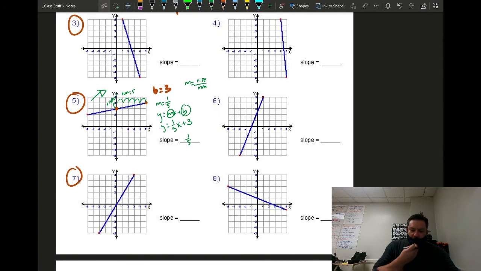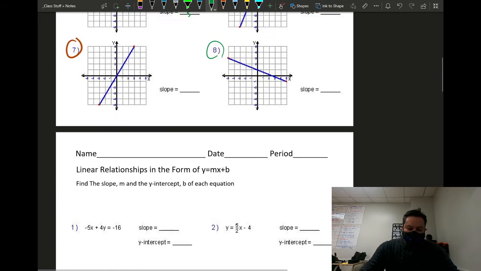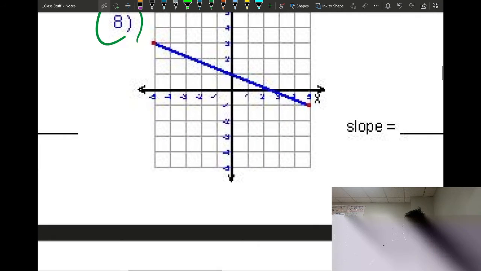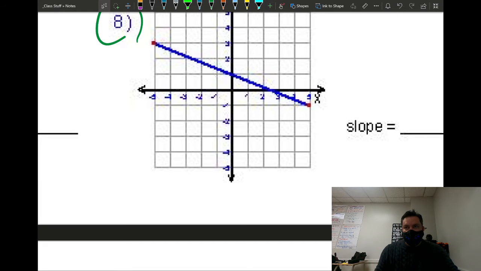Let's look at one that is going down. Let's look at number 8. I'm sorry, I'm not going to do 3. Let's look at number 8. I want to show you how this is going to be very similar, except now we're going to have a negative number. First thing, find b right here, which is 1. b equals 1. You found half of the equation already.